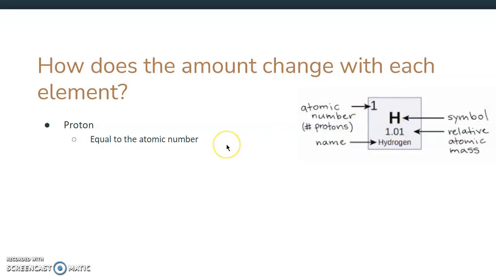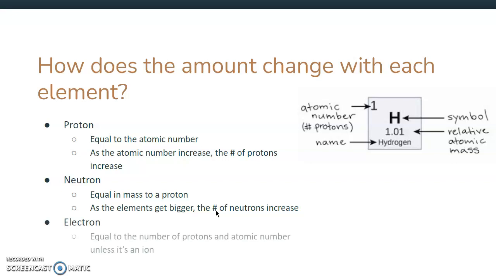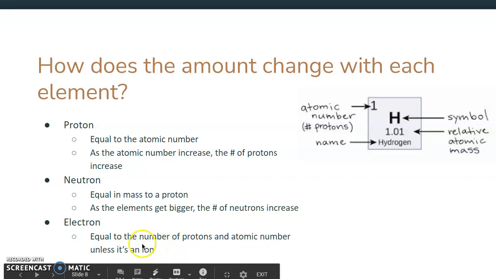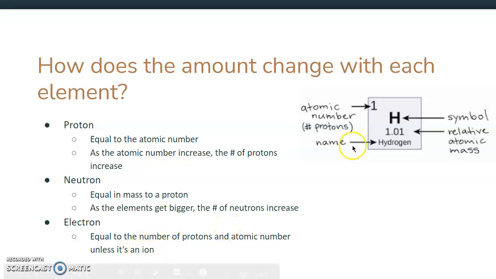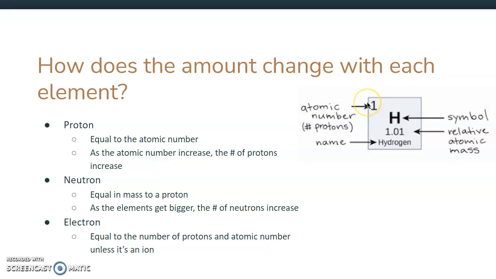So, we didn't say this earlier, but our number of protons is equal to our atomic number. As the atomic number increases, so does our number of protons. We said our number of neutrons is equal in mass to our protons. As the element gets bigger, the number of neutrons increases, of course. And then our electrons are equal to the number of protons and the atomic number, unless it's an ion. We'll learn about ions a little bit later. But for now, we can say that our number of protons and electrons are equal to its atomic number.